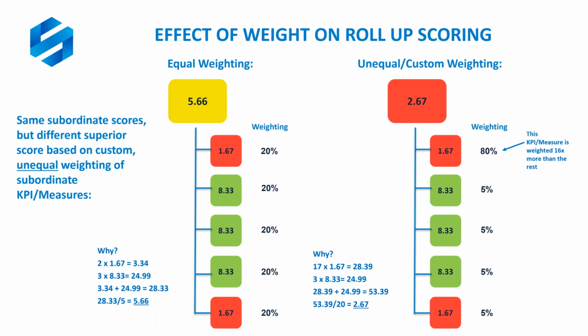And again, I won't read it at you, but obviously 17 times 1.67 instead of just the 2 in the last example. So the point here is that you can adjust the weighting to be appropriate for what, as you perceive your measures, the strength that they should carry and the weight that they should apply to these types of roll-up calculations.